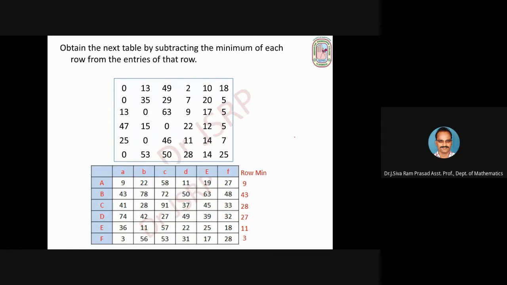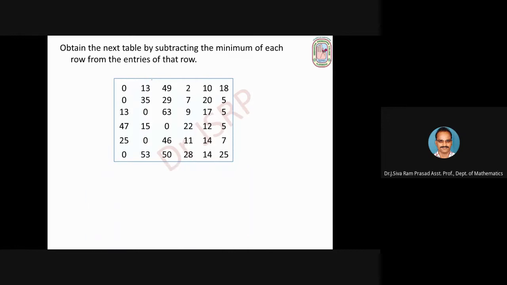So in the first step, we subtract row minima from the entries of that row. That means in the first step, we find possible assignments for jobs. So these 0 entries represent various possible assignments for jobs. So in the next step, we find possible assignments for persons, that is column. So for that, we subtract minimum of each column from the entries of that column.